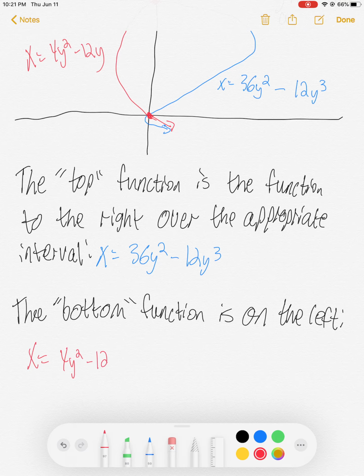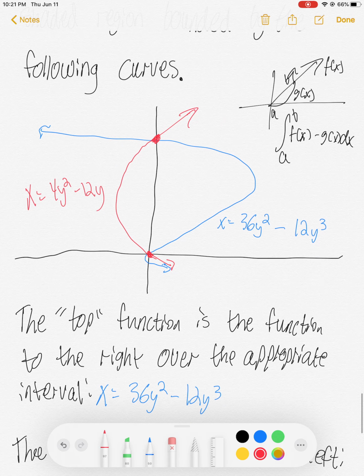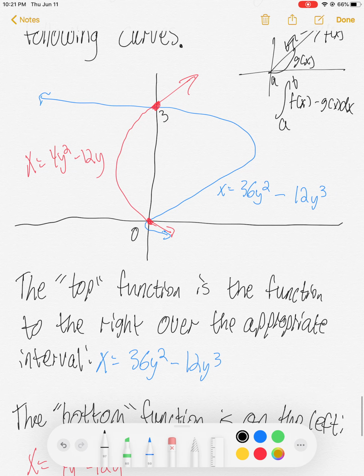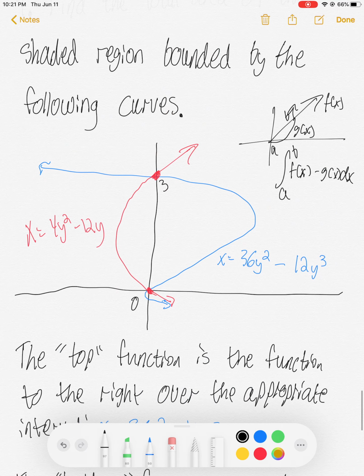And that kind of helps you see why this is, quote, the top function. The bottom function then is the function on the left. So in this case, it is x equals 4y squared minus 12y.